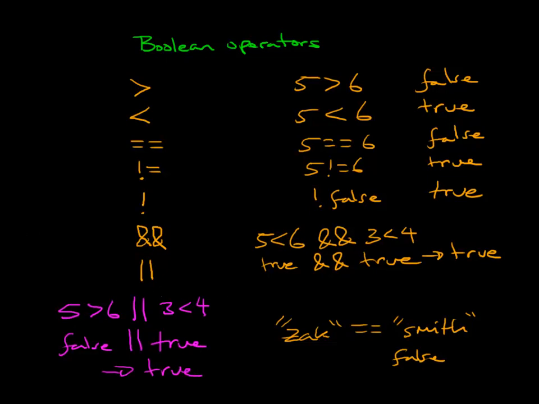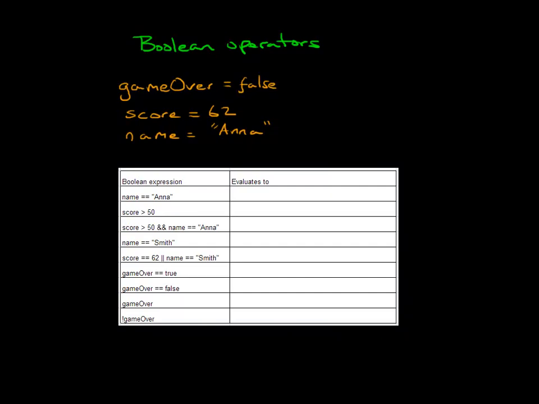Now let's just look at some further examples here. This time I'm going to use some variables just so that it looks a bit more like some computer code and how we normally use them. So game over is false, score is 62, name is Anna. So is my name equal to Anna? Well, I've got name is Anna here, Anna, Anna, same spelling, so that will evaluate to be true. Is my score greater than 50? Well, is 62 greater than 50? It is, so that's true.